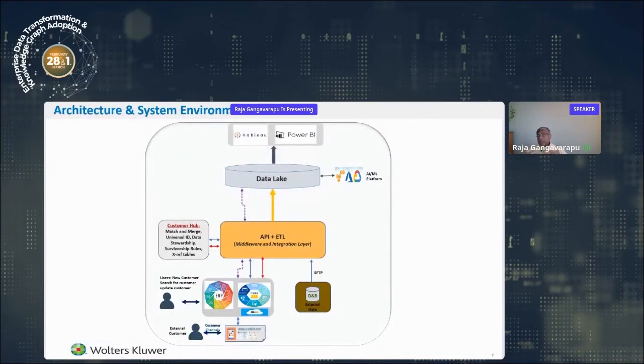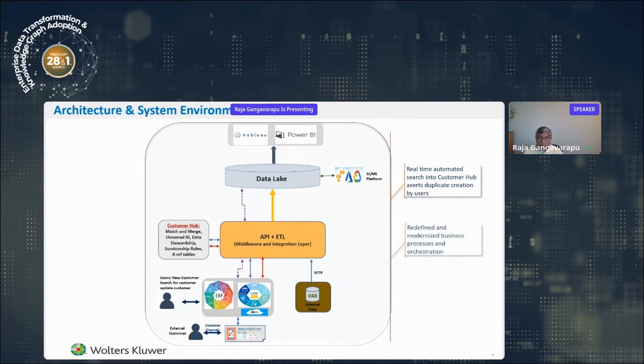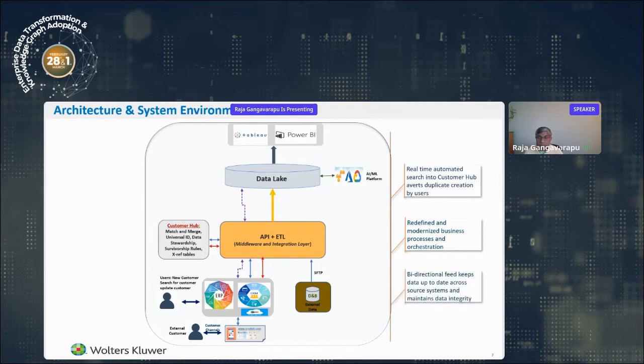All right, a little bit of architecture and system environment. As I said, I'm not going to complicate this view with so many components, but essentially we create this middle service layer, an API and ETL layer, which brings the data together across all the systems. Then there are different rendering tools: Power BI, Tableau, SAP BOBJ, pick your choice. And then what did we do? Real-time search into the customer hub, reverse deduplication, and redefining and modernizing business processes and orchestration. A bidirectional feed keeps data up to date across all the source systems.